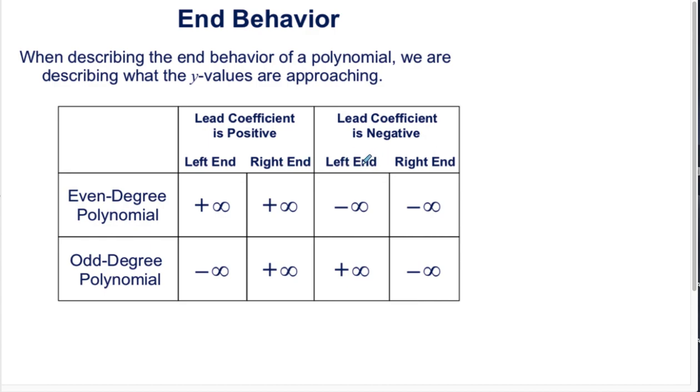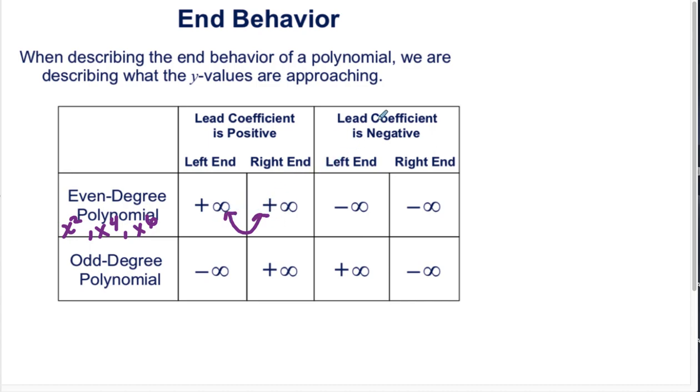Again, this is the left end of the graph, and this is the right end of the graph. So let's talk about even degree polynomials. If you remember, these are the cases where you have even degrees, even exponents. These were my first examples. If my leading coefficient is positive, on the left side it'll increase, and on the right side it will also increase. So that means it's going this way. They're ending up upwards.